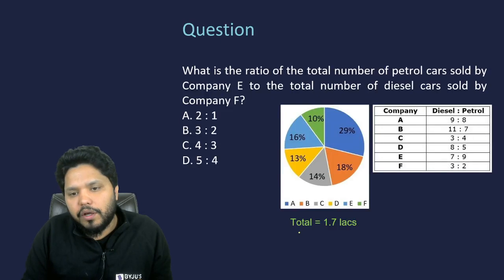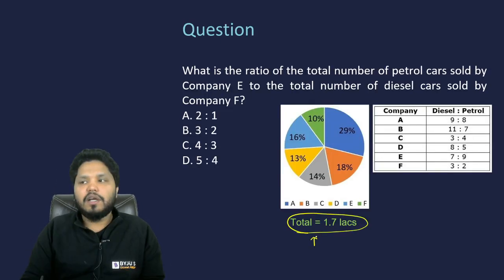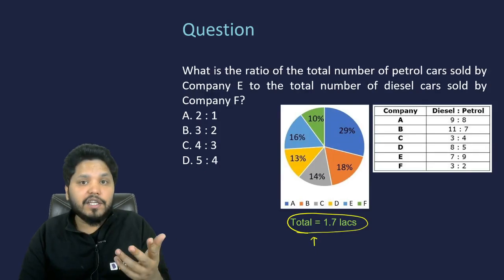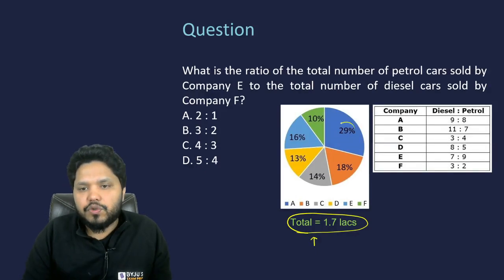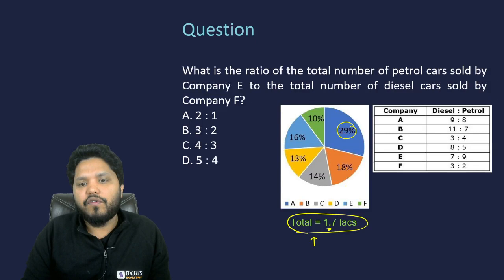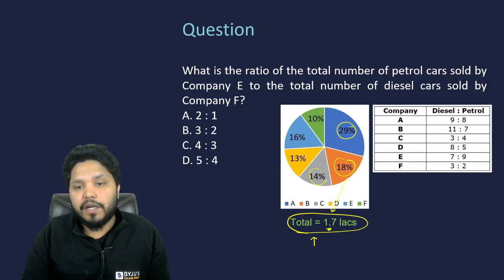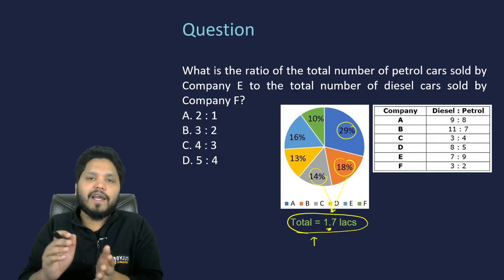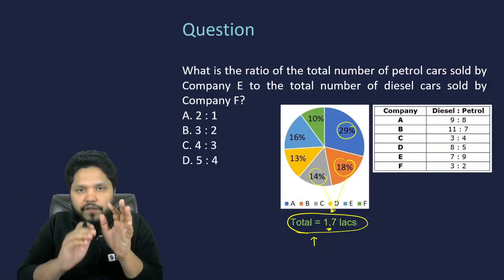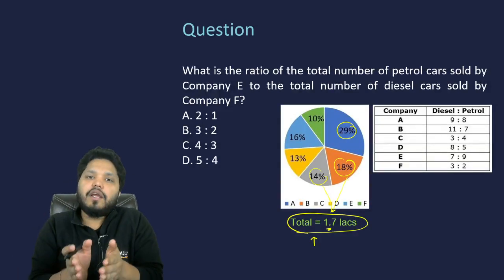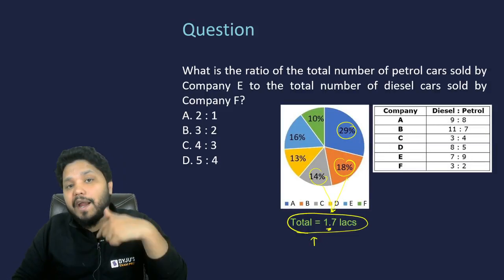Total cars sold by all the 6 companies together is given as 1.7 lakhs. For A company it is 29% of 1.7 lakh, for B company it is 18% of 1.7 lakh, for C company it is 14% of 1.7 lakh, and so on. So different companies' share in the total sales is given to us, and what else is given?